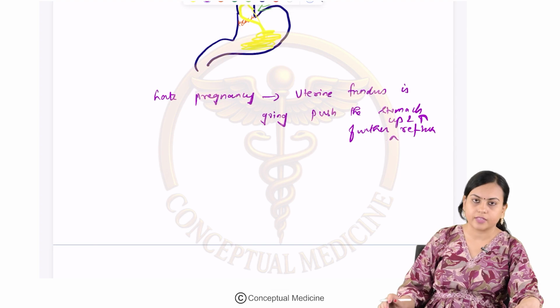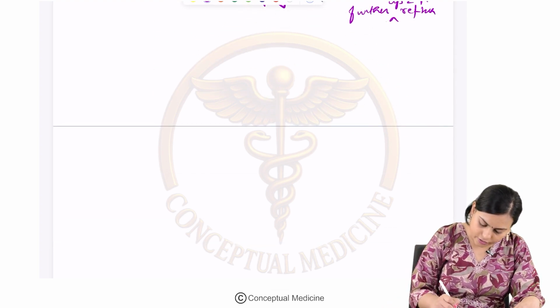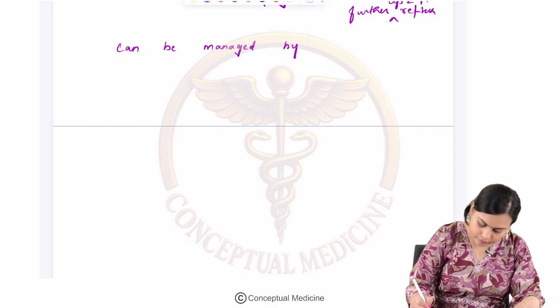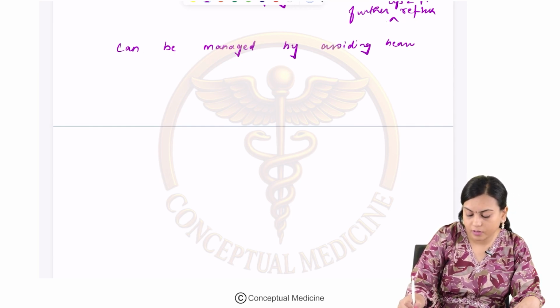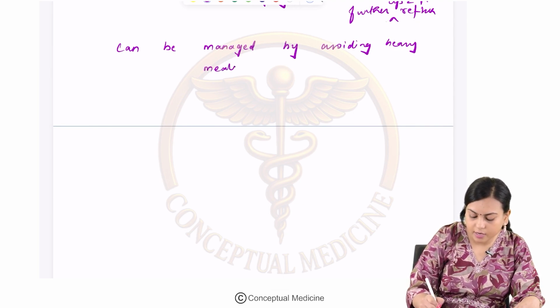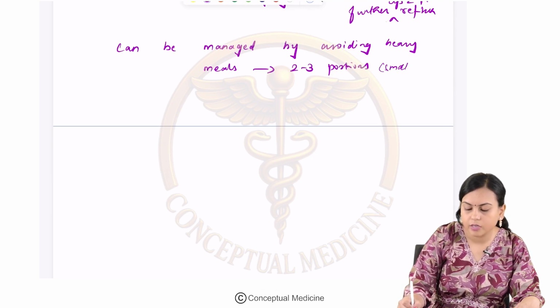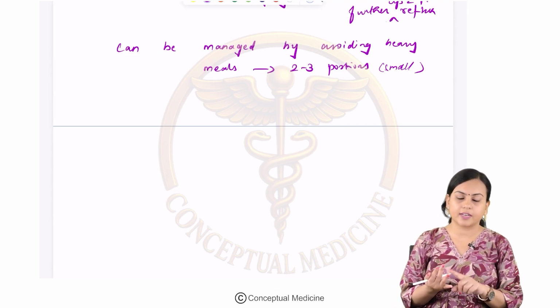And increases the reflux. Can you understand? Yes. Now, how can you manage this? Basically, this can be managed by avoiding heavy meals. Okay, and asking them to take in 2 to 3 portions. Okay, say some small portions. So, basically we have 3 main meals, right? A breakfast, a lunch and a dinner.